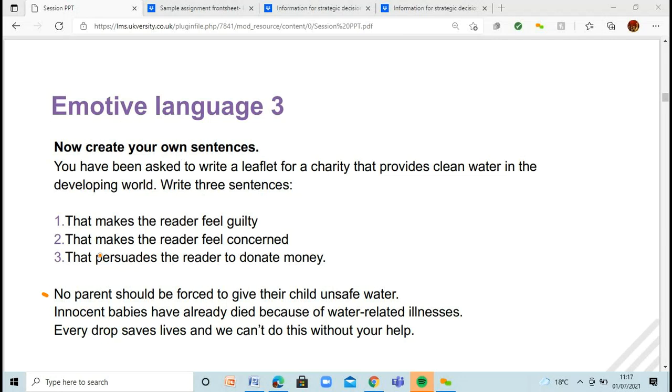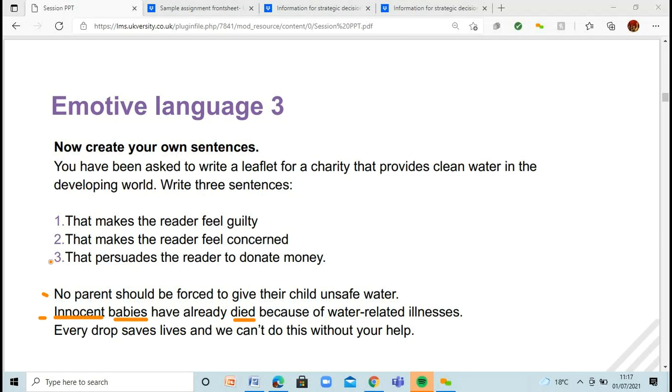And then next one, to make the reader concerned, you could go, innocent babies have already died because of water-related illnesses. And you're like, oh, it says innocent there. And, you know, babies are so sweet and cute as well. And we don't want bad things to happen. Then you've got the word died, so it makes you feel concerned.